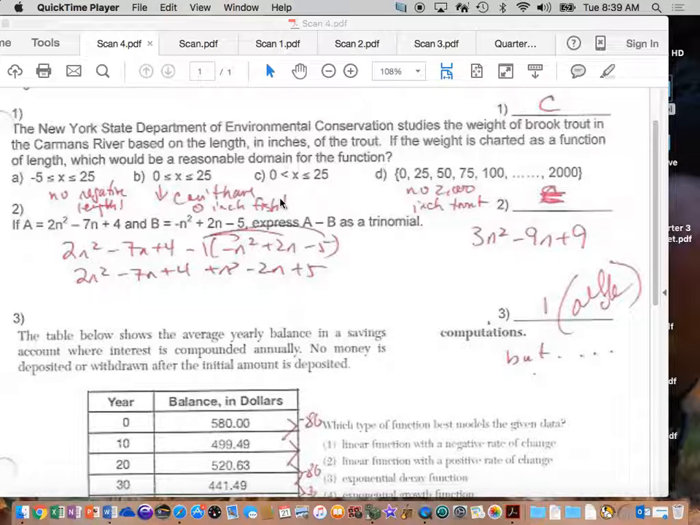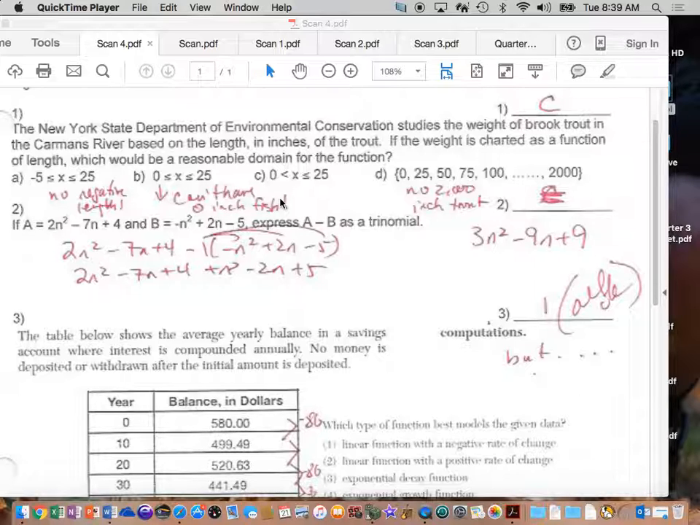First question about brook trout. Look, what does domain mean? X values, the set of all inputs. Okay, so let's look at what looks like a reasonable domain. Now, A is ridiculous because there's no such thing as a negative length trout. B and C I'll come back to.